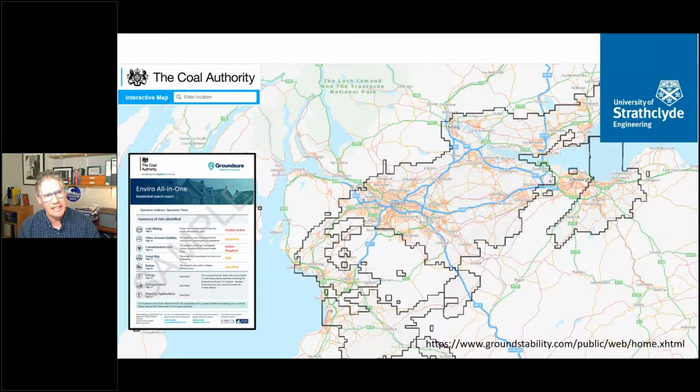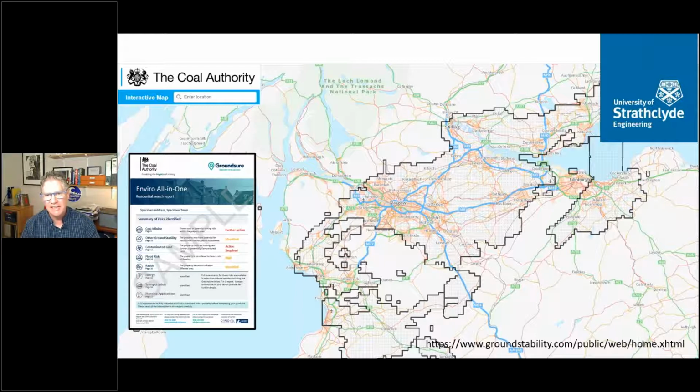It's relatively easy to check if there's been former mining on the site, and I would point you to the Coal Authority website. It has a great interactive map that allows you to home in on areas, and they're also very helpful. They can provide all types of mining reports and detailed examination of potential mining at a site.